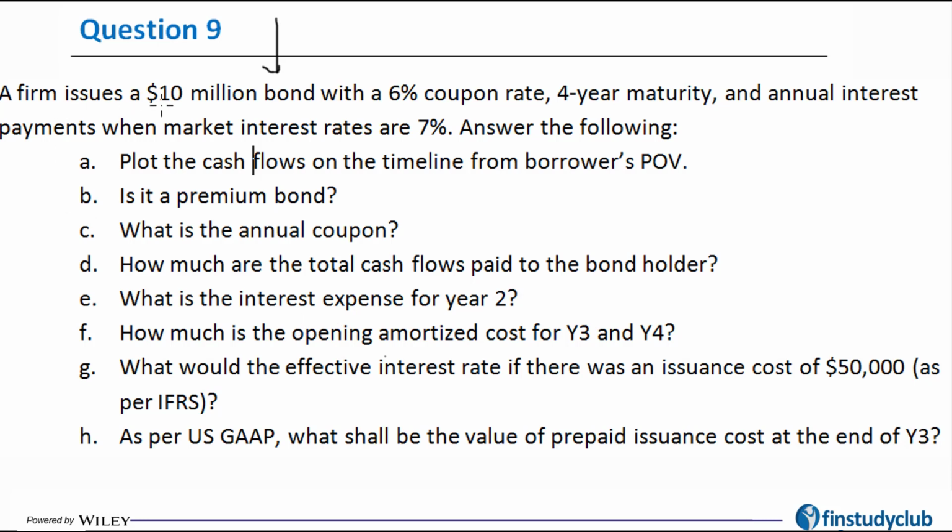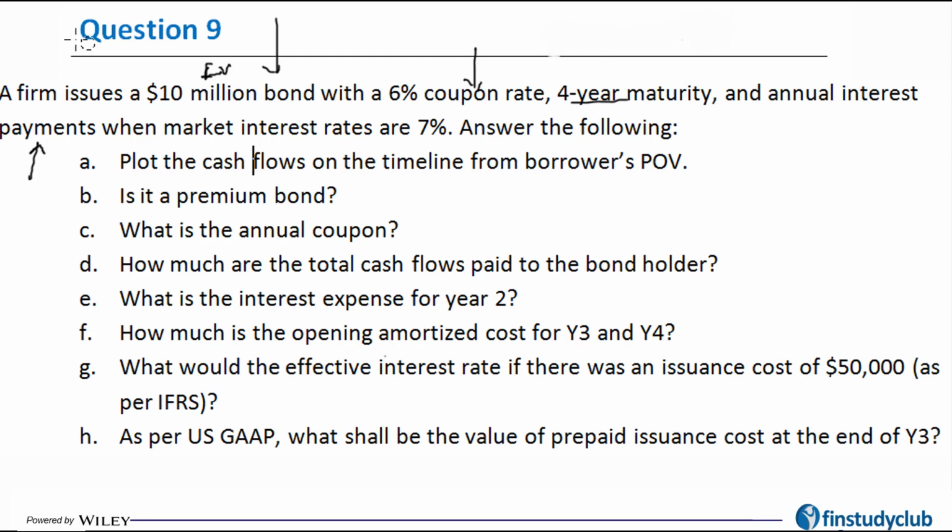So my question starts by saying that a firm issues a 10 million bond, which is like the face value. This is not the fair value, but the face value, with a 6% coupon rate, a 4-year maturity, and an annual interest payment. In the exam, watch out if it's semi-annual, because in that case your coupon will become half, and whatever your YTM is, you've got to then multiply by 2 to give me the bond equivalent yield. So these are some of the concepts that you've got to be very good and strong at.